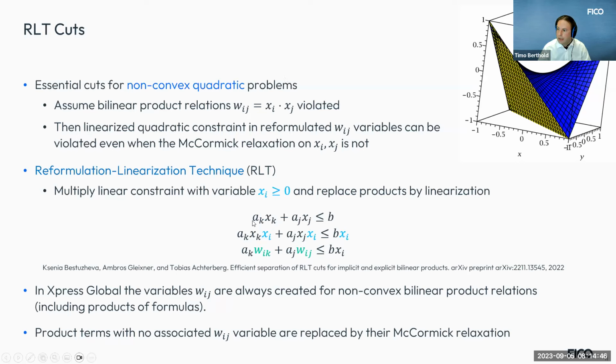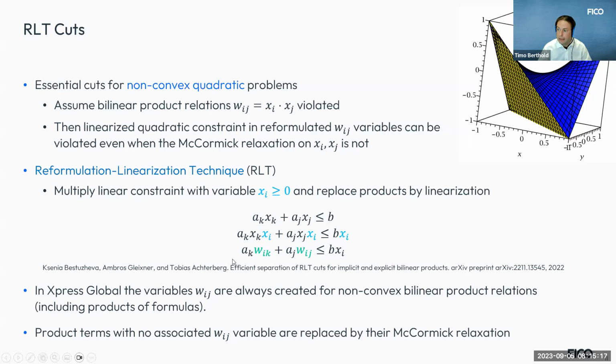So you see that if this is a valid constraint, then also this one is, because you just multiply it by a non-negative number. And then you can exchange your product relations. So you plug in your auxiliary variables for these now created bilinear products here. So this is then still a valid inequality. And this might now be violated if the original product relation was violated. So essentially, this violation carries over here.